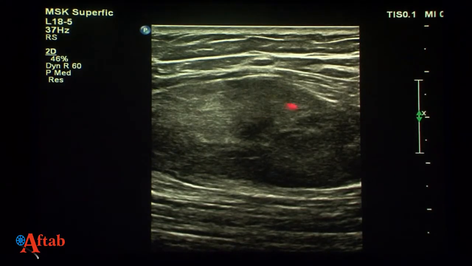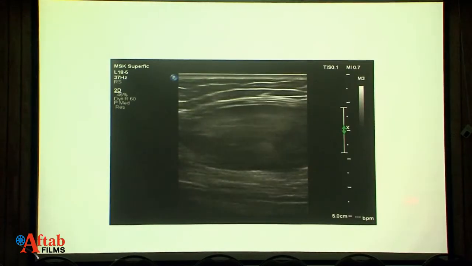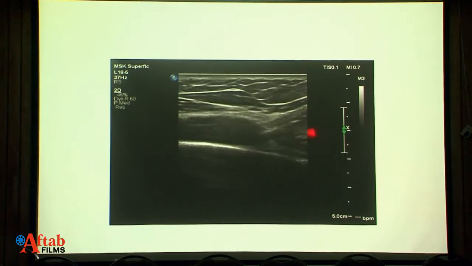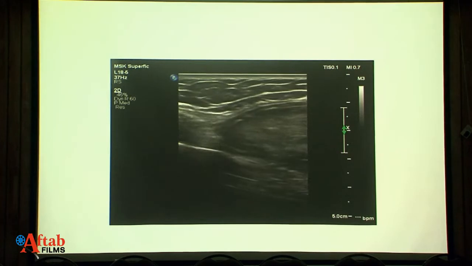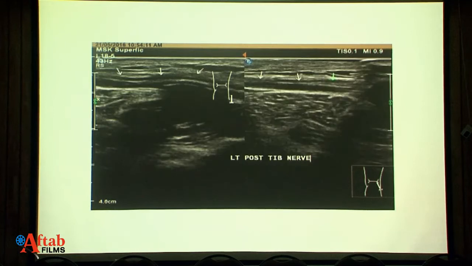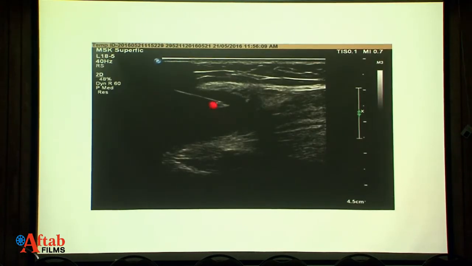So this is a large subclavian brachial plexus neuroma. This is the proximal end, and this is the neuroma formation over here. This is a schwannoma. And this is another case where there is a predominantly cystic lesion, eccentric, and it is compressing the nerve fibers. This is the SOL. This is the posterior tibial nerve. And we put the needle to have the diagnostic information, and it turned out to be schwannoma only.